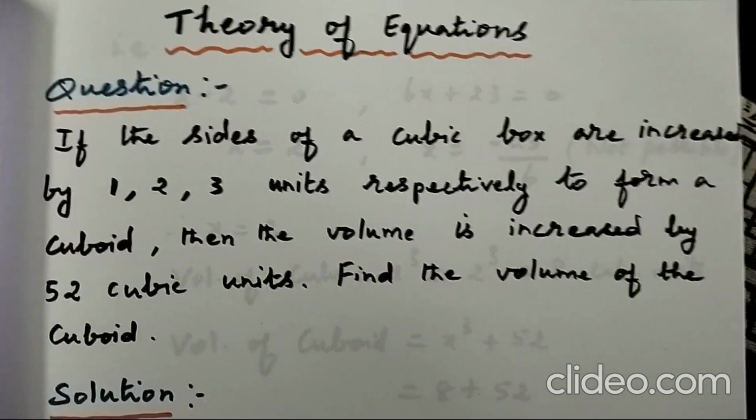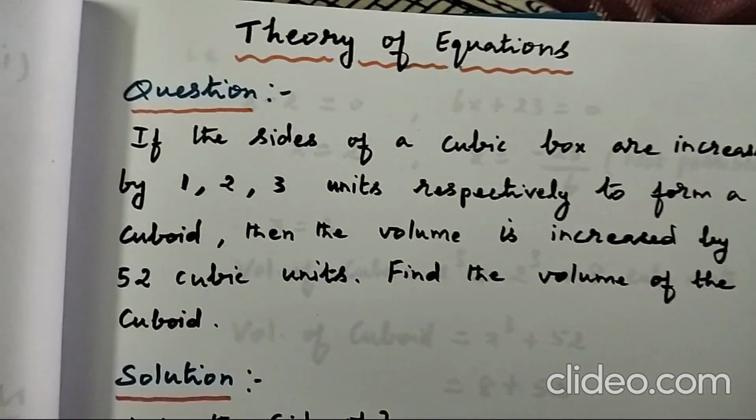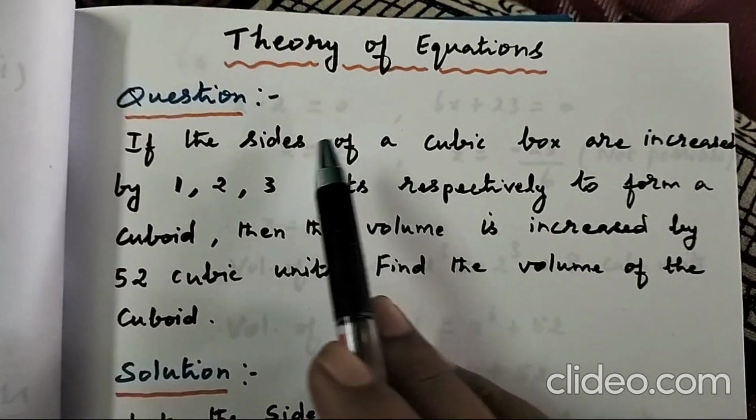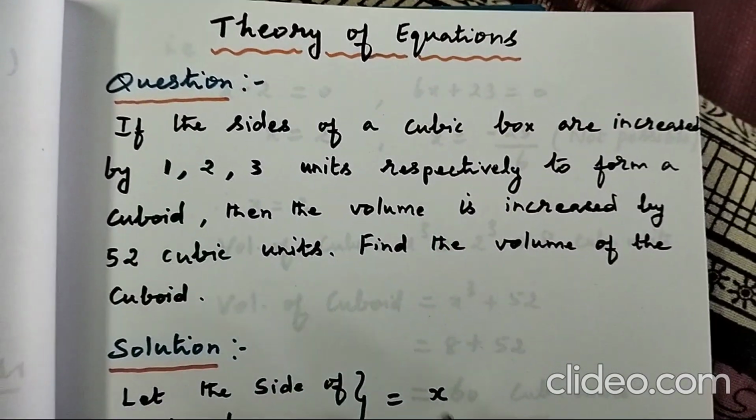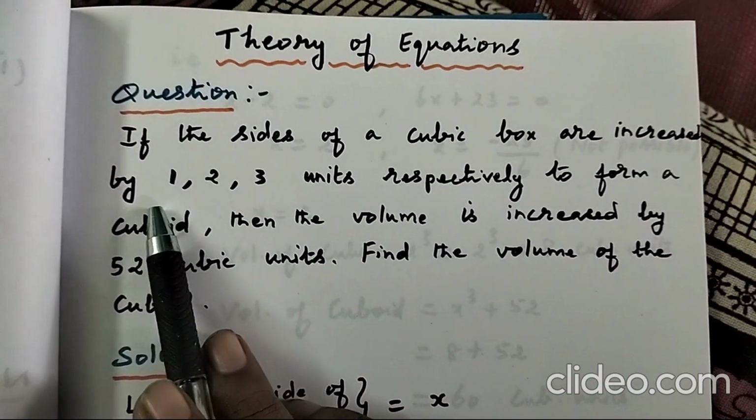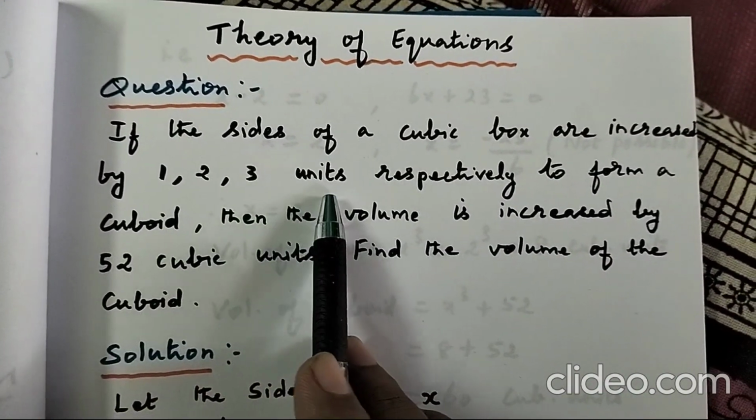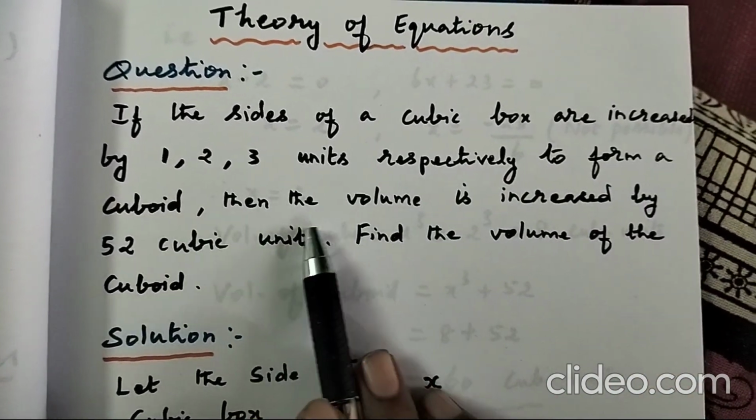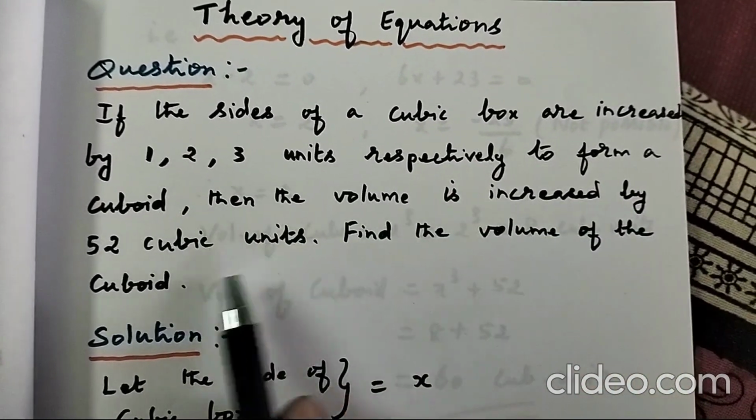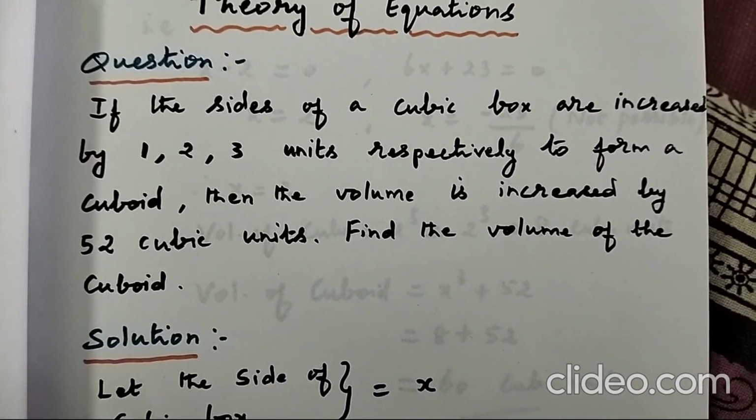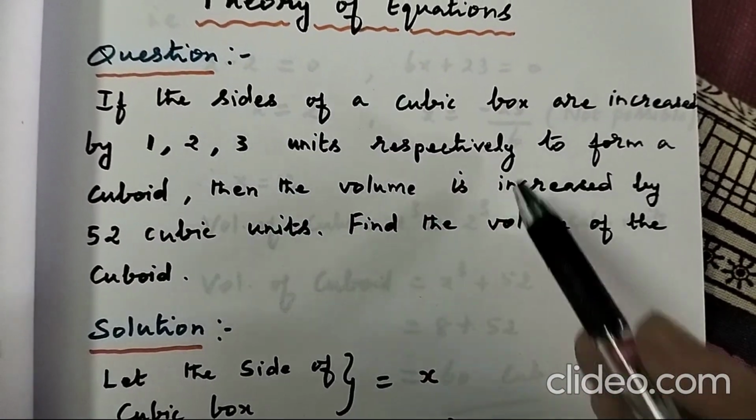Theory of equations. Let us understand this concept of theory of equations with an example problem. Question: If the sides of a cubic box are increased by 1, 2, 3 units respectively to form a cuboid, then the volume is increased by 52 cubic units. Find the volume of the cuboid. So this is the given question.